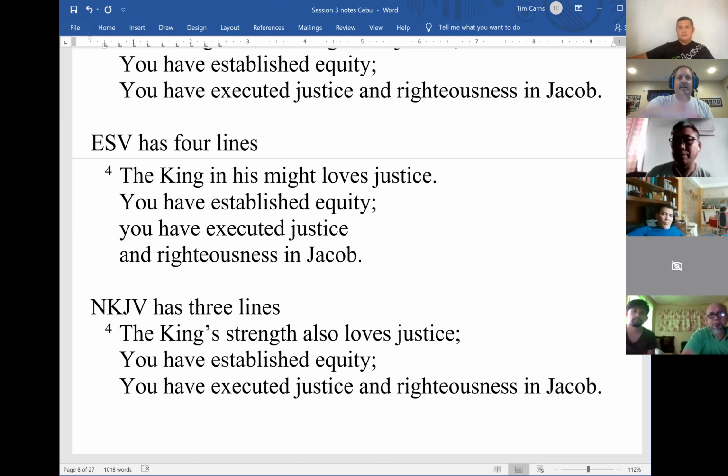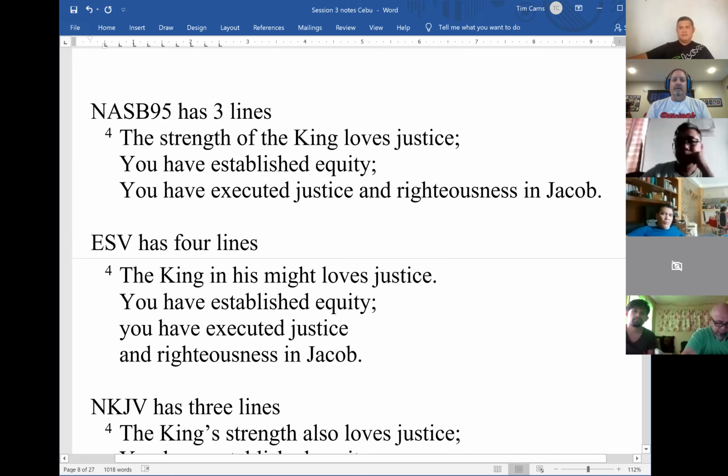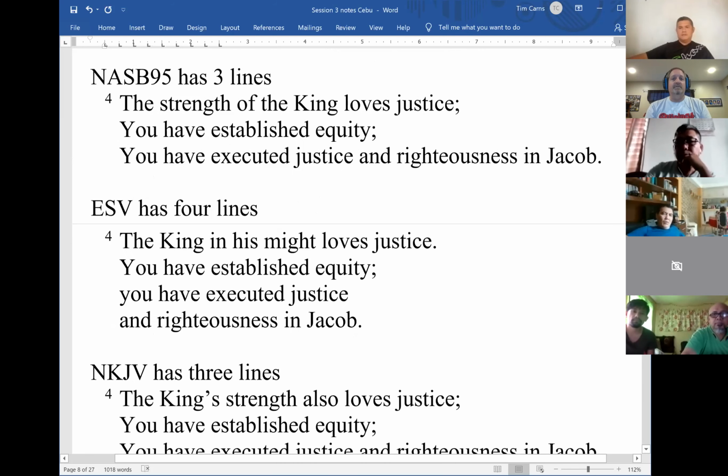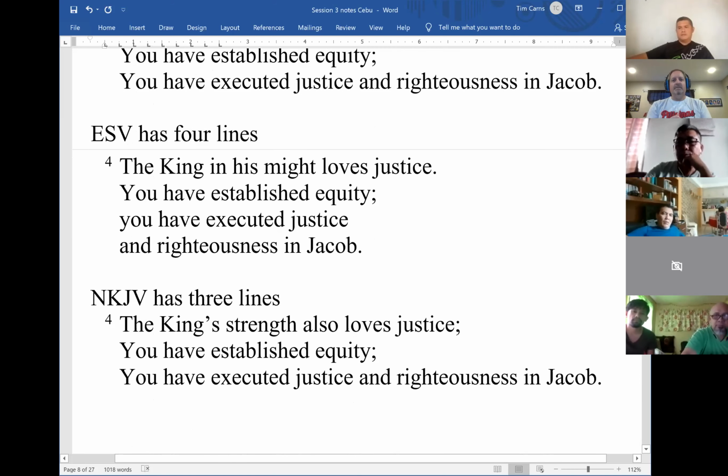So when we use the NAS, the New American Standard, again, it showed 2 lines for the first 3 verses, 3 lines for the last 3. The ESV matched the New American Standard except for verse 4, where it shows 4 lines. And so the question is, well, why did they change? Why did they do it differently?